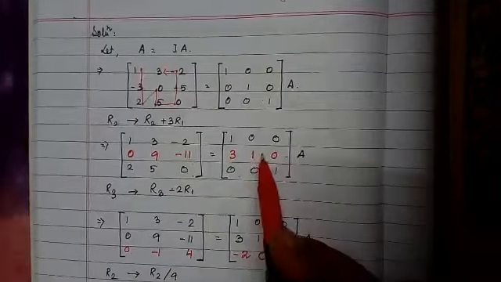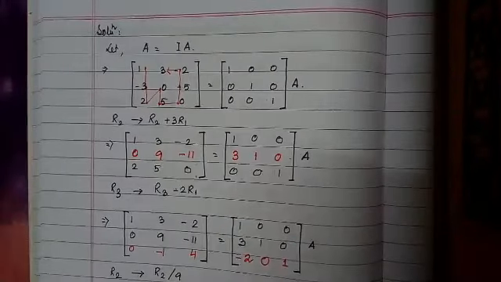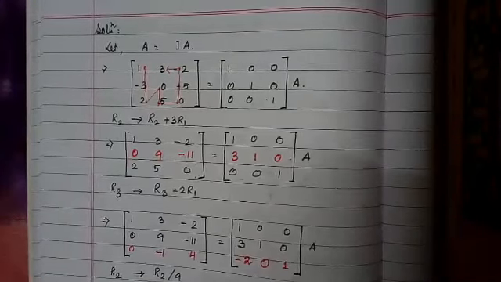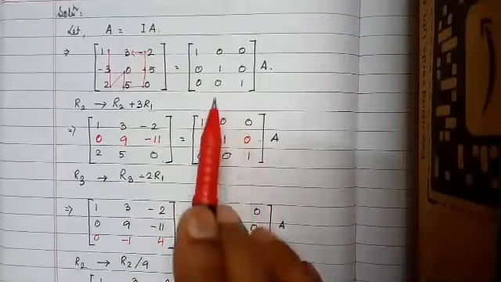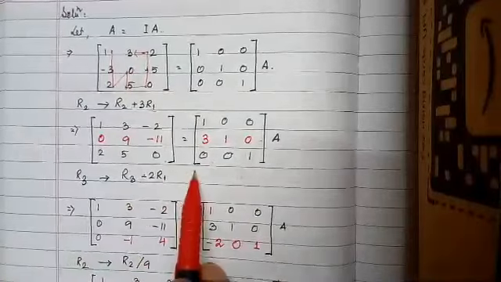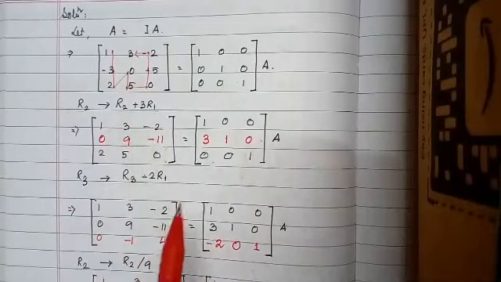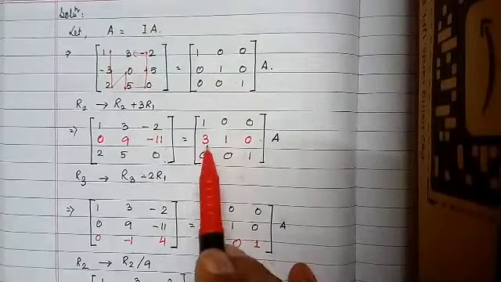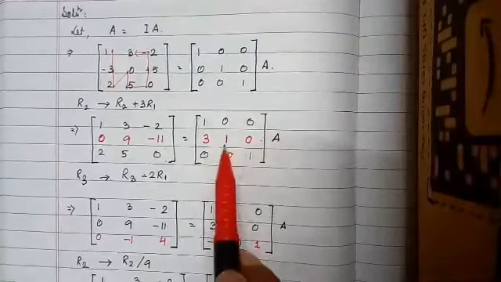Same operations we have to do here. R1 is written, R3 is written. Now the same operation is applied for this matrix. So R1 written, then R3 written, now R2 is replaced by R2 plus 3R1. So 3 multiplied by 3 is 3, 0 plus 3 is 3. Now as these are 0, they have no power to change, so this will be 1, 0.